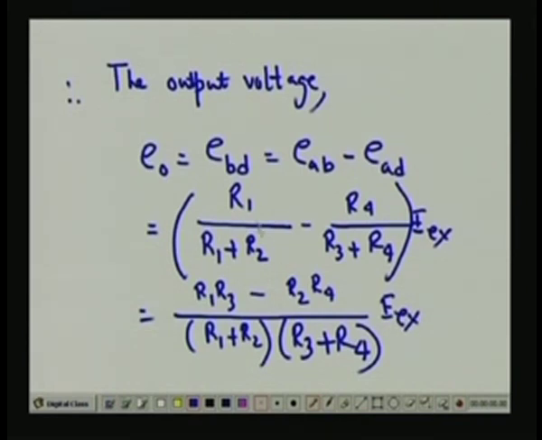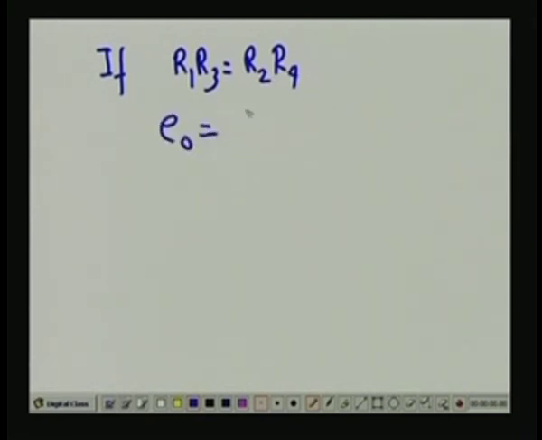You see that R1 R4 and R4 R1 are cancelled out. So, if initially the bridge is balanced, if R1 R3 equals R2 R4, as I told you earlier, not necessarily all the resistances will be equal. If this condition is fulfilled, then also the bridge is balanced. So, the output E naught will be 0.